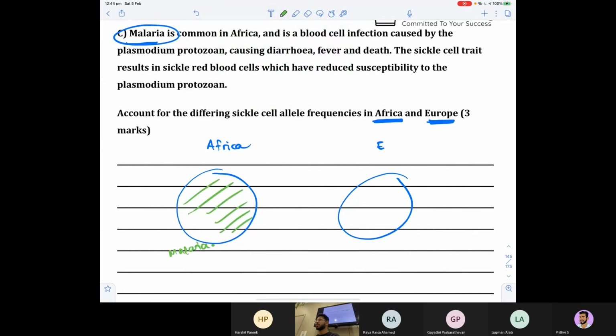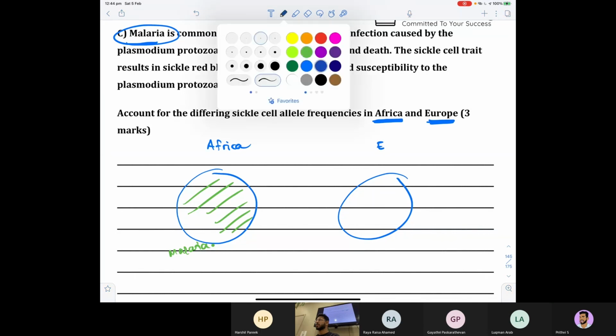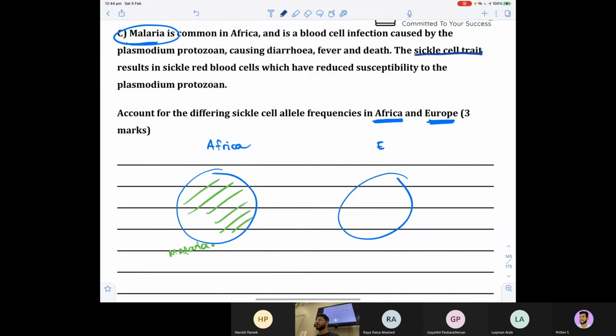You do it in red because it kills people, right? Now, there is another condition called sickle cell trait, right? And what does it result in? Sickle red blood cells that have reduced susceptibility to the plasmodium, which causes malaria. Okay? So now I want you to imagine there are 10 people with sickle cell trait in Africa, 10 people with sickle cell trait in Europe.